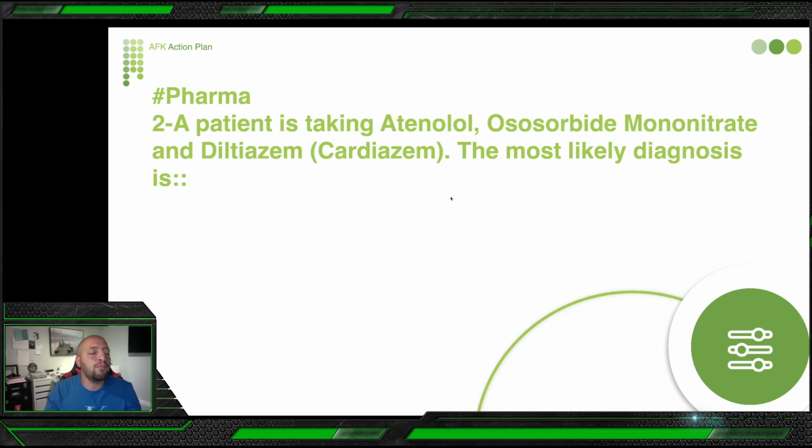Second question is from Lovely Pharma. A patient is taking atenolol, isosorbide mononitrate, and diltiazem. The most likely diagnosis is... and this question is common. You might see it. This question is mixing your knowledge about the cardiac condition and treatment, medication. It tests how you know which medication addresses which condition.